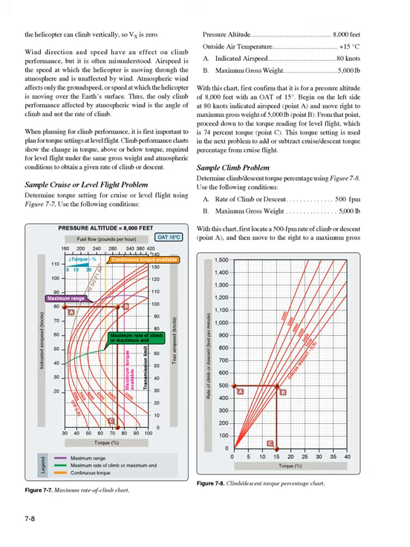When planning for climb performance, it is first important to plan for torque settings at level flight. Climb performance charts show the change in torque, above or below torque, required for level flight under the same gross weight and atmospheric conditions to obtain a given rate of climb or descent. Sample cruise or level flight problem: determine torque setting for cruise or level flight using figure 7-7.